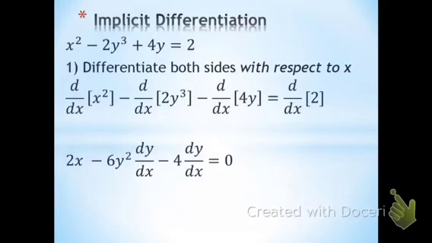The first step is to differentiate both sides with respect to x. Now, if you have an x in your term already, as we do right here, then it's the same rules we've always done. The derivative of x squared with respect to x is going to be our 2x right there. But the y cubed and the 4y don't have an x in them. So we're taking the derivative with respect to something that's not there.